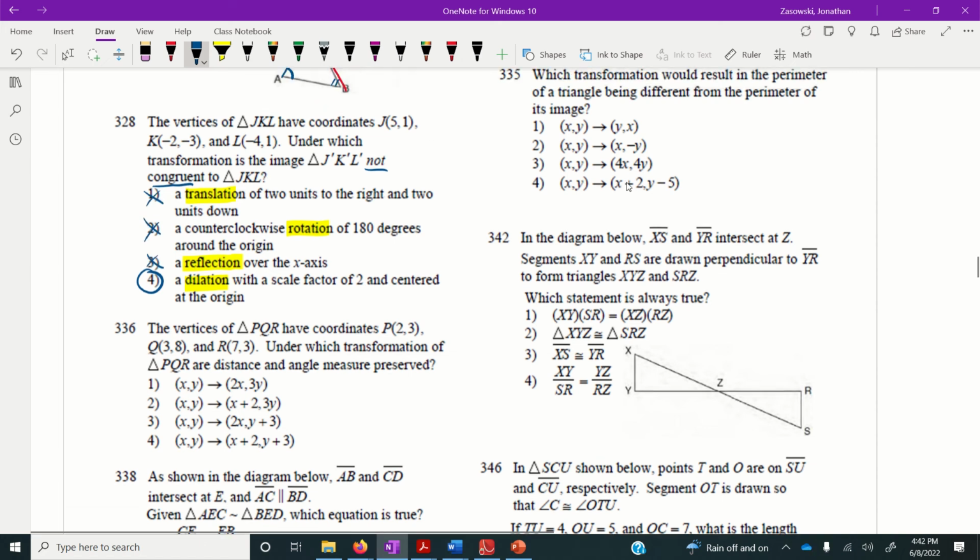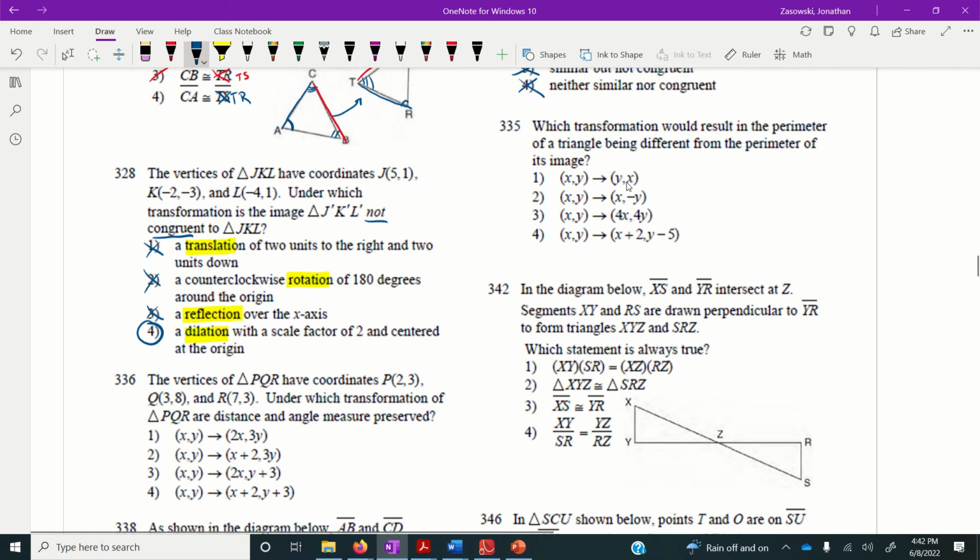All right, going back over to the right here, 335. Which transformation would result in the perimeter being different from the perimeter of its image? Remember, reflection, rotation, translation are congruent. So it has to be a dilation. And a dilation always takes some point xy and multiplies it by some scale factor k, so kx and ky. Now, notice that these have to be the same thing. So we would want to pick one that's 4x and 4y, okay?